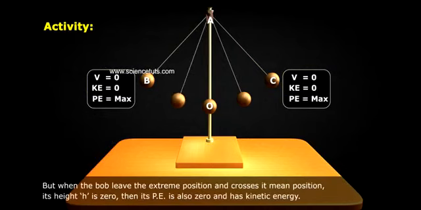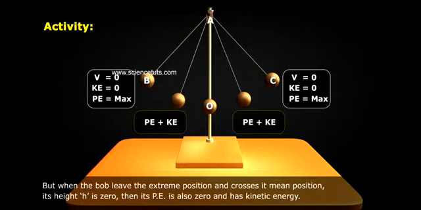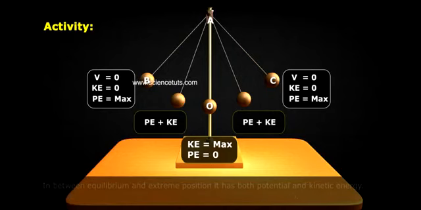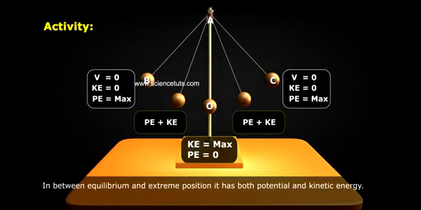But when the bob leaves the extreme position and crosses its mean position, its height h is zero. Then its PE is also zero and it has kinetic energy. At the equilibrium position, it has kinetic energy and potential energy is zero. And at the extreme position, it has potential energy and kinetic energy is zero. In between equilibrium and extreme position, it has both potential and kinetic energy.